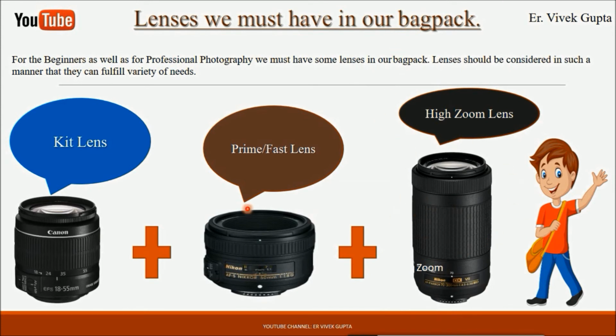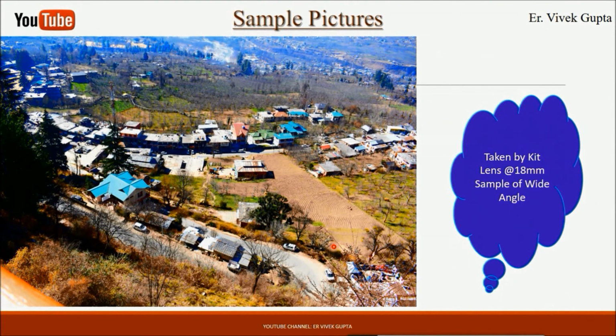In such a scenario, these three lenses will help you decide which type of lens you should use or should not use, because when you are at home, you cannot say which type of lens will help you shoot the image you want to capture. Once you reach the place and the scene is in front of your eyes, then you can say what lens fits your requirement. Then these are some sample pictures I have taken with my kit lens, prime lens and zoom lens.